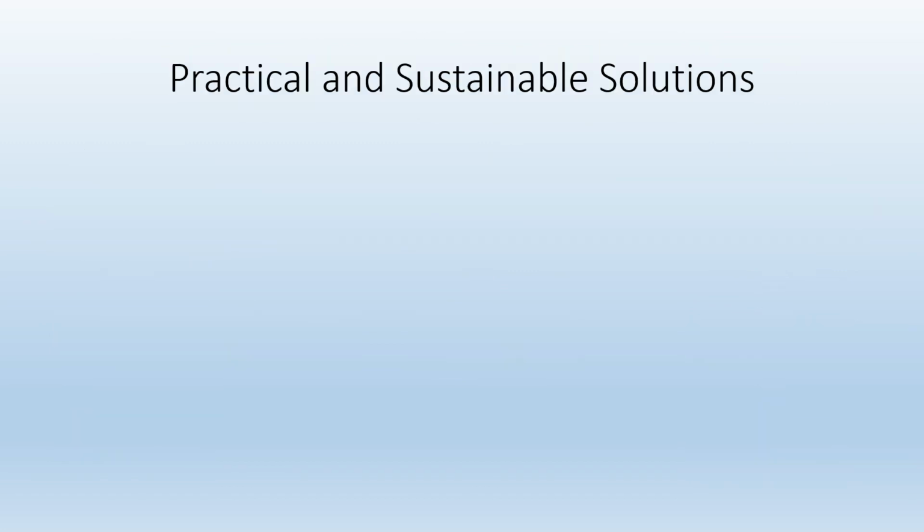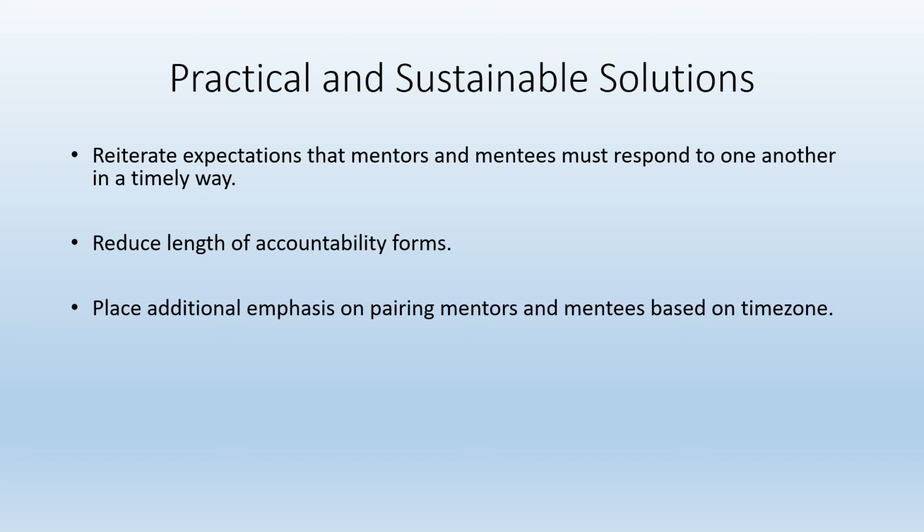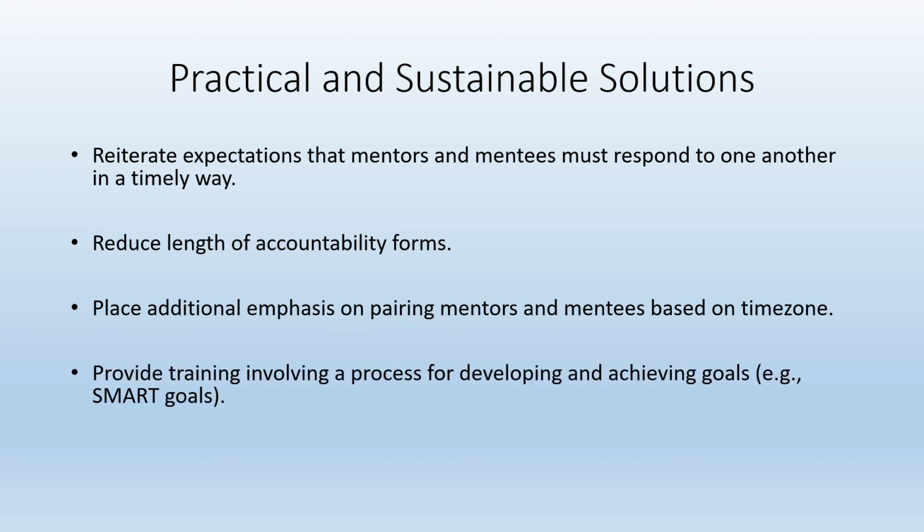Practical and sustainable solutions. In our case, reiterating expectations that mentors and mentees respond to each other in a timely way could help. Reducing the length of the accountability forms from 7 essay-type questions to only 1 or 2 that ask what is and isn't working in the program, that could help with the completion rate of the forms. Placing more emphasis on pairing mentors and mentees based on where they live, rather than exclusively on the alignment of their interests and skill sets, that could help with the communication barriers or issues that we've experienced up to this point. And providing them training involving a process for developing and achieving goals.